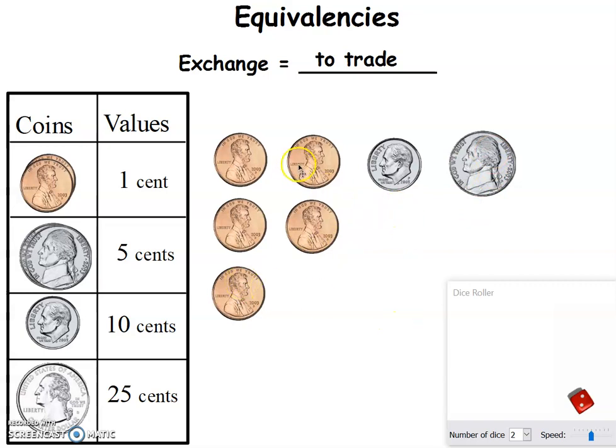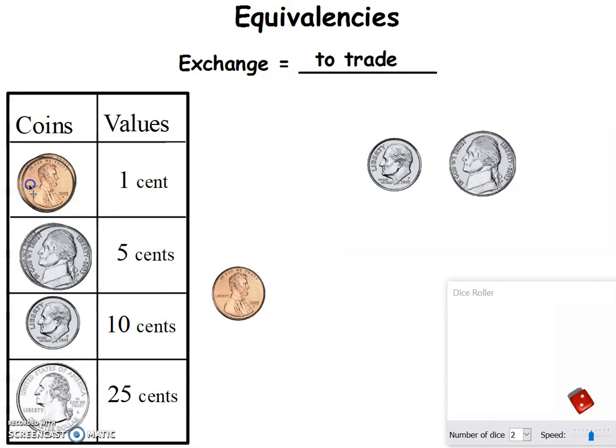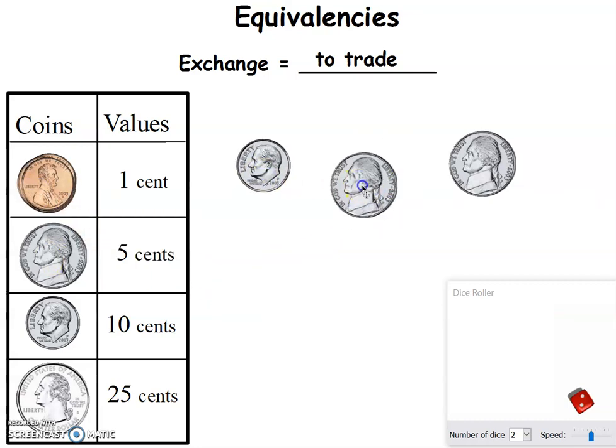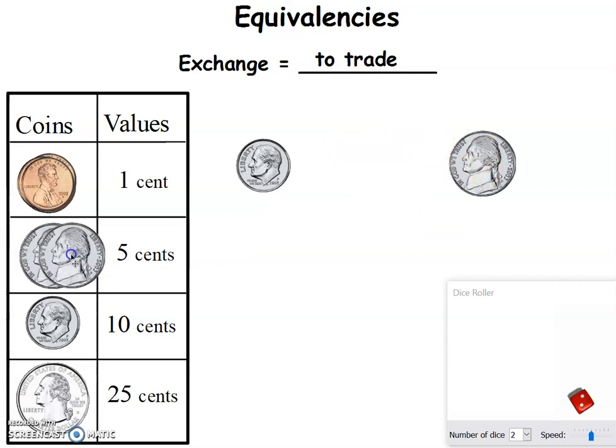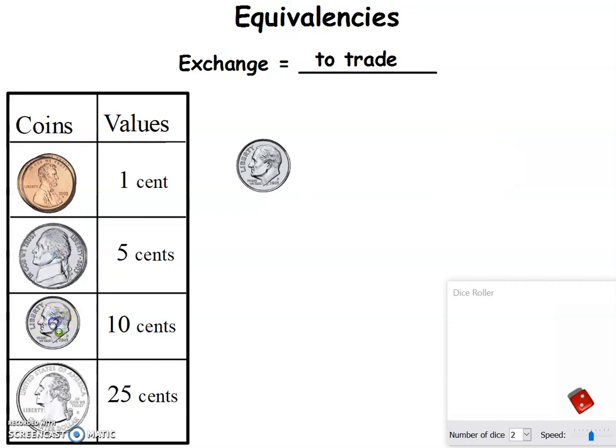So I added that. Can I exchange any of these? 1, 2, 3, 4, 5. Oh, yes, I can. So I'm going to exchange my 5 pennies for another nickel. So now I have a dime, nickel, nickel. So I've got 10, 15, 20 cents. Oh, can I exchange those? Yep. And as you're playing, use the vocabulary words. Say exchange. I am exchanging my 2 nickels for 1 dime. And now I have 20 cents.